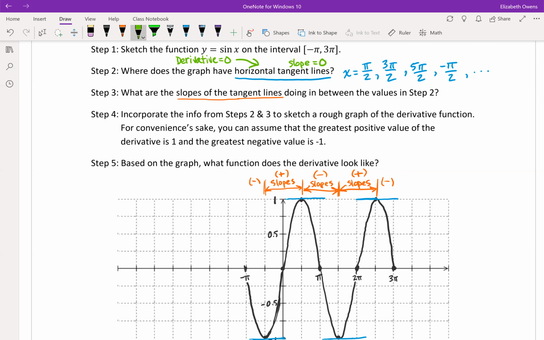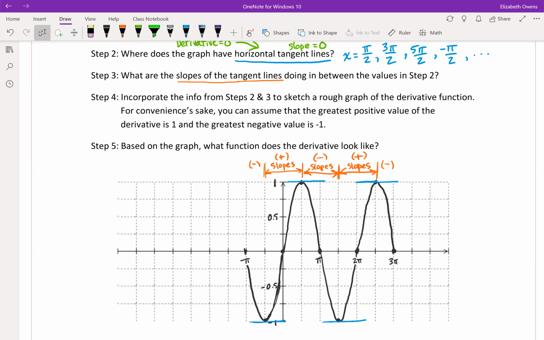Okay, so that's a good starting place here. Anywhere there's a horizontal tangent line on the original function, the derivative function is going to have a value of 0. So at pi over 2, 3 pi over 2, 5 pi over 2, negative pi over 2, the derivative will pass through those points.